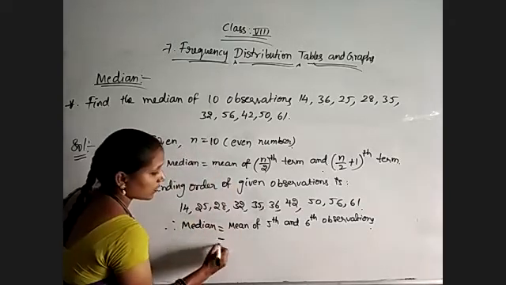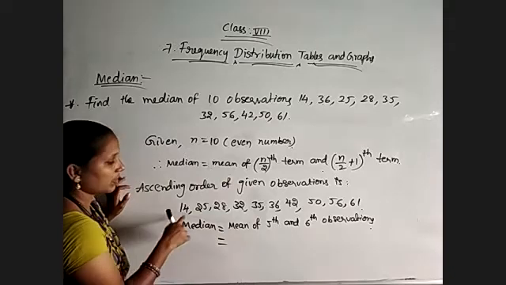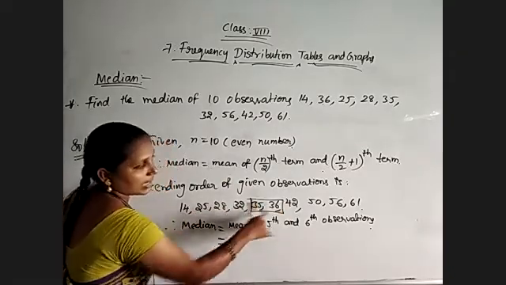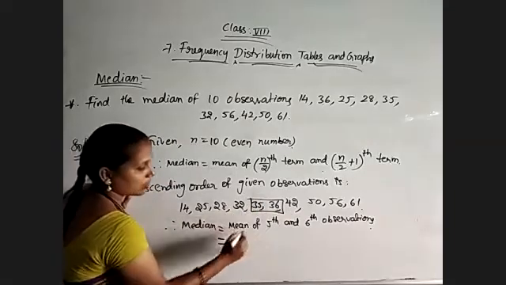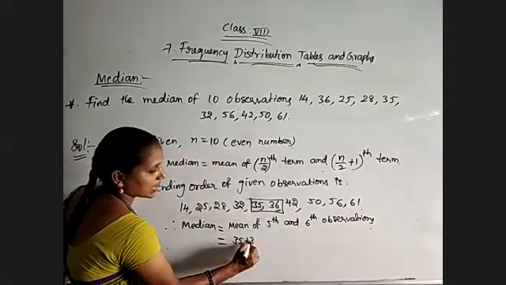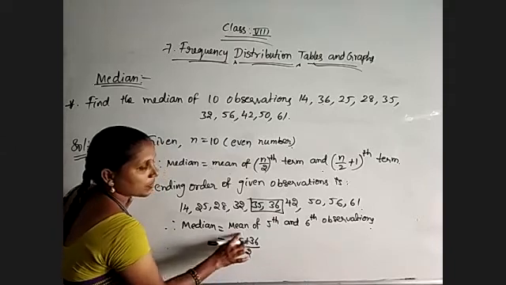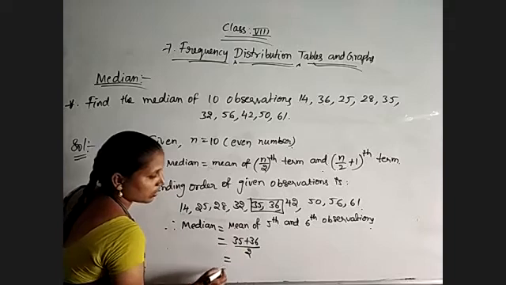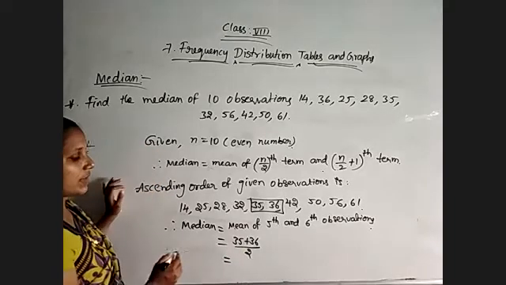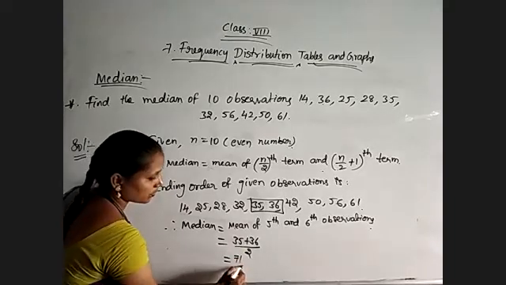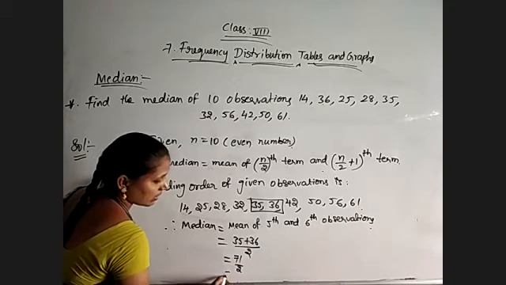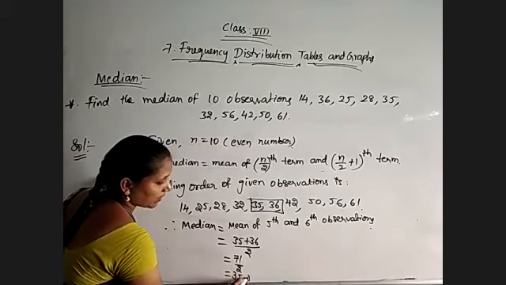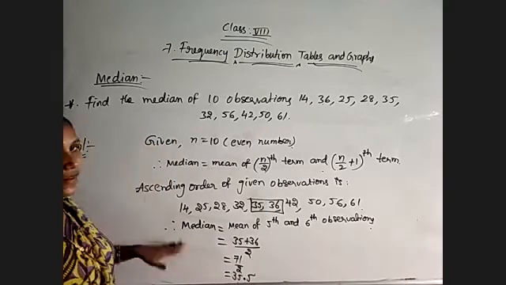So what is the fifth term here? 1, 2, 3, 4, 5. And these two are exactly the middle, just observe. So take the mean of these two values, that is 35 plus 36 by 2. Sum of observations by number of observations, mean. So which will be equal to 35 plus 36 is 71, so 71 by 2. That is 2 3s are 6, 11, 2 5s are 10, 35.5 is the median of the given data.